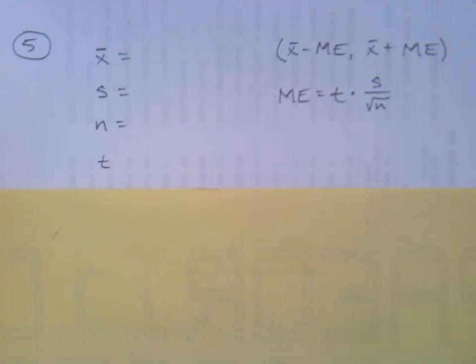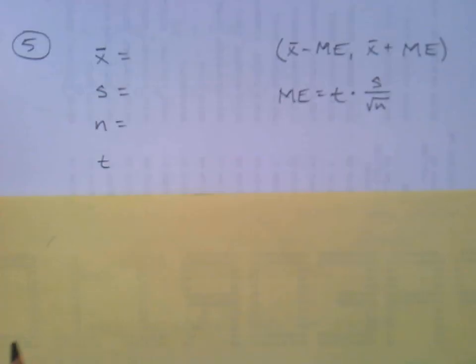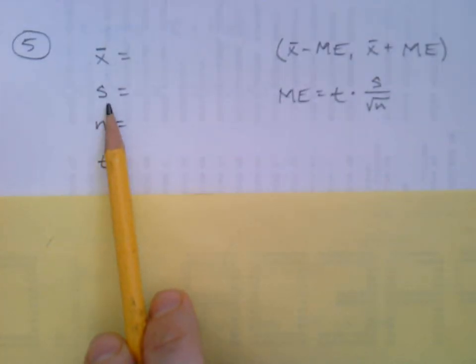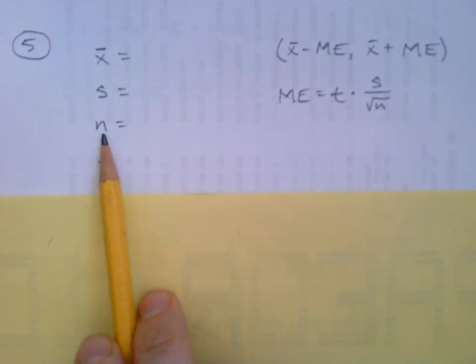Okay. So again, we've kind of got to hunt for all this information and then go through those steps again. The big difference here, what makes this one different? They don't tell us the sample mean. They don't tell us the sample standard deviation. They don't directly tell us N, although we can get that pretty quickly. And then, of course, we'll need to use our calculator to get T.